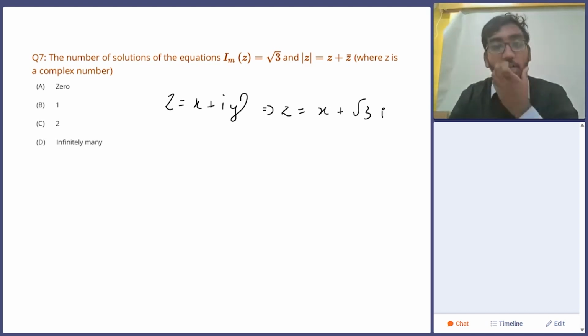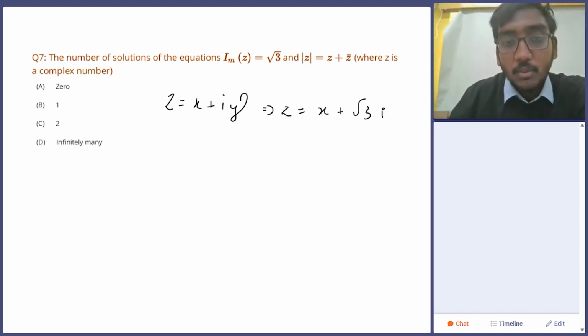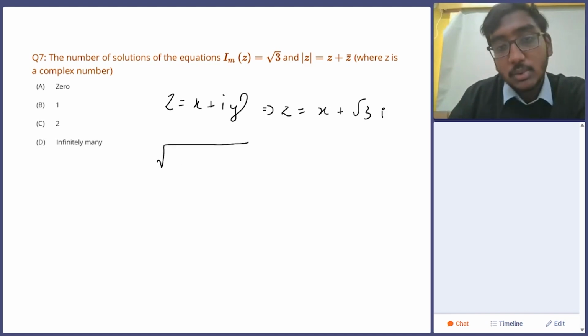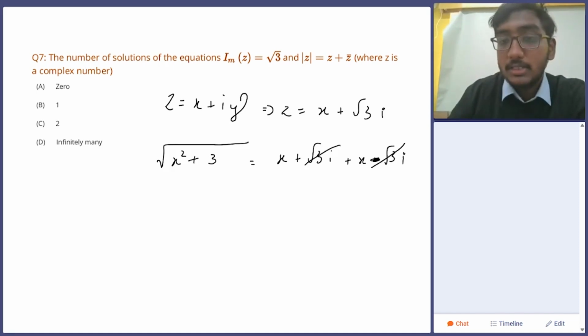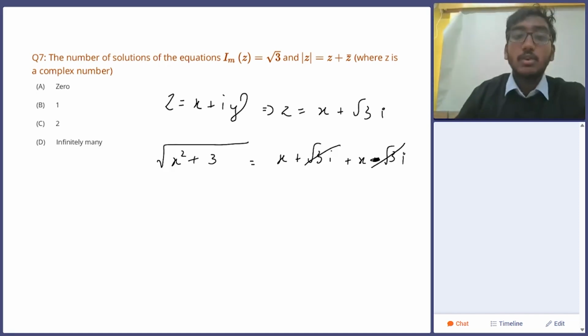One more thing they have given is that mod z is z plus z bar, right? What is mod z? Root of x square plus root 3 square, which is root of x square plus 3, right? This is the same as z plus z bar. That will be x plus root 3i, and what will be z bar? It will be x minus root 3i, okay? So cancel the imaginary part. What you will get is 2x is equal to root of x square plus 3.